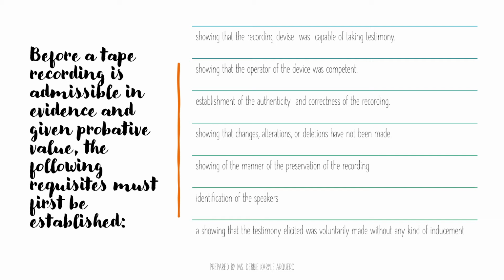Another is the identification of speakers. He must be aware, since siya ngayon nag-record, dapat alam niya kung sino yung nagsasalita during that time or sino yung present, for example. And also, the recorder must show that the testimony elicited was voluntarily made without any kind of inducement.